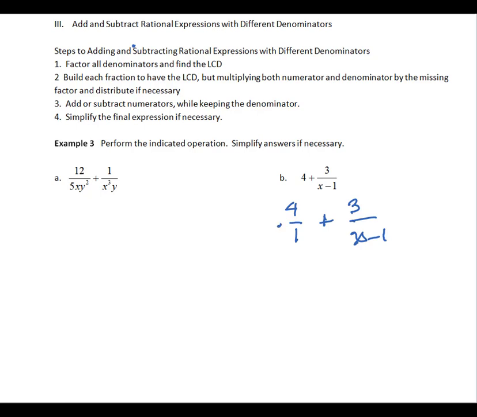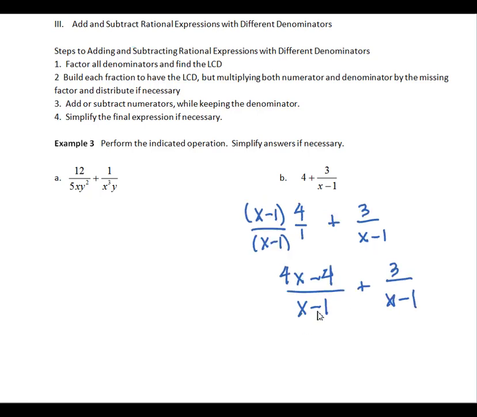So what I need to do here is just multiply the numerator and the denominator by x minus 1, and I'll distribute the 4. So I get 4x minus 4 all over x minus 1 plus 3 over x minus 1. Combining like terms, I'm going to get 4x minus 1 all over x minus 1.